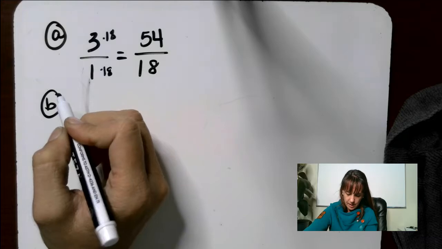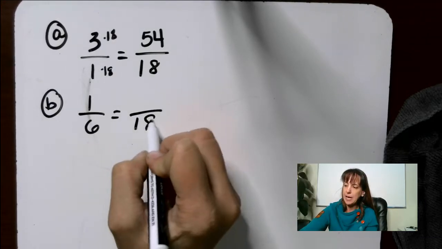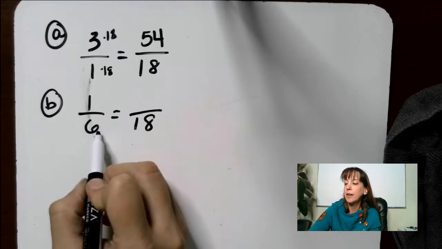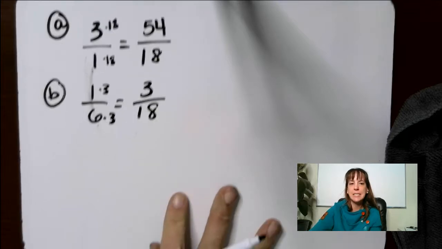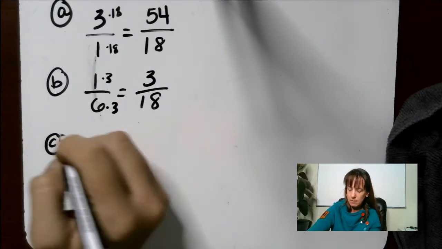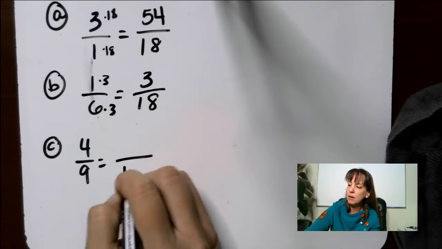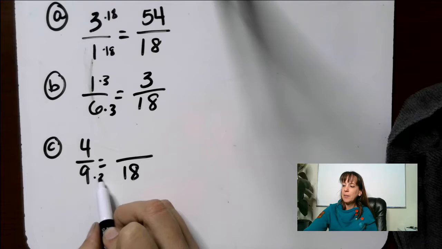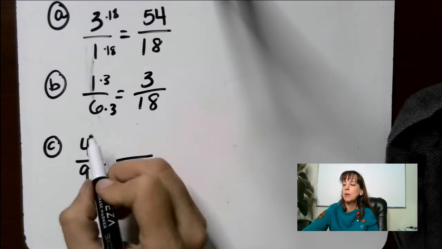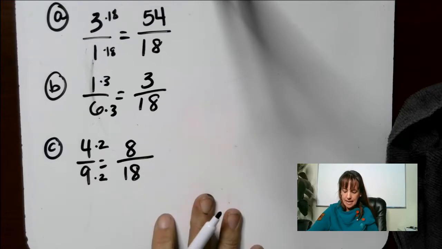For B, we have 1 over 6, and I want that to be with a denominator of 18. I need to multiply that 6 by 3, and what I do on the bottom, I have to do on the top, so I would get 3 over 18. All right, for C, I have 4 over 9 equals something over 18. I would take that 9 and I'd need to multiply that by 2 to get 18. What I do on the bottom, I need to do on the top. So 4 times 2 gives me 8.